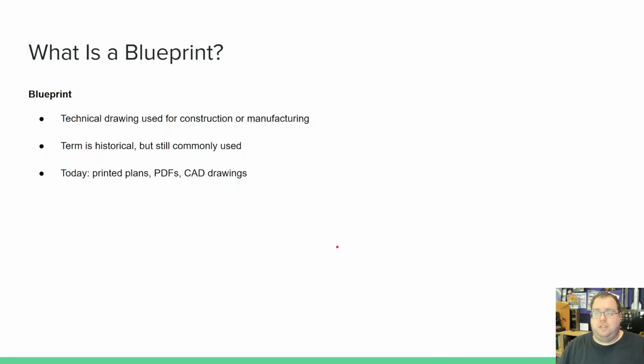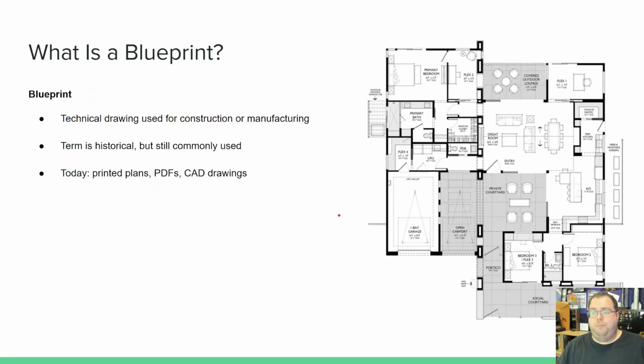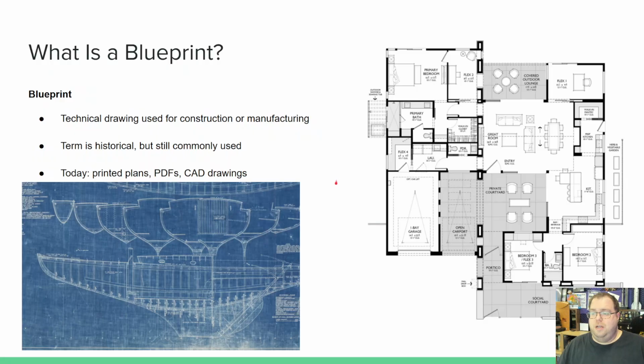So that leads to the question, if blueprint reading is part of this class, what is a blueprint? It's a technical drawing used for construction and manufacturing. Although it is a historical term, it's still commonly used. Looking down here at the bottom, this is a blueprint in the purest form of the word. Blueprints used to be created or drawn on blue paper. All of the design and all of the notes and all of the light stuff like that was done in white.